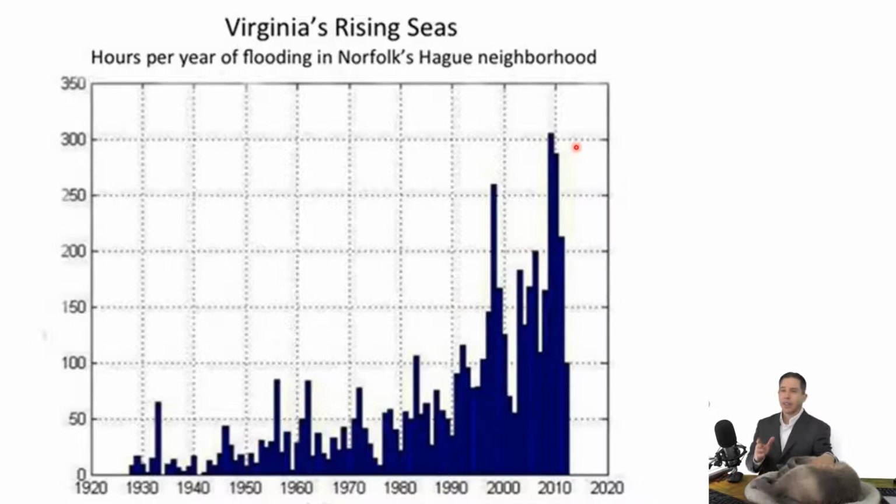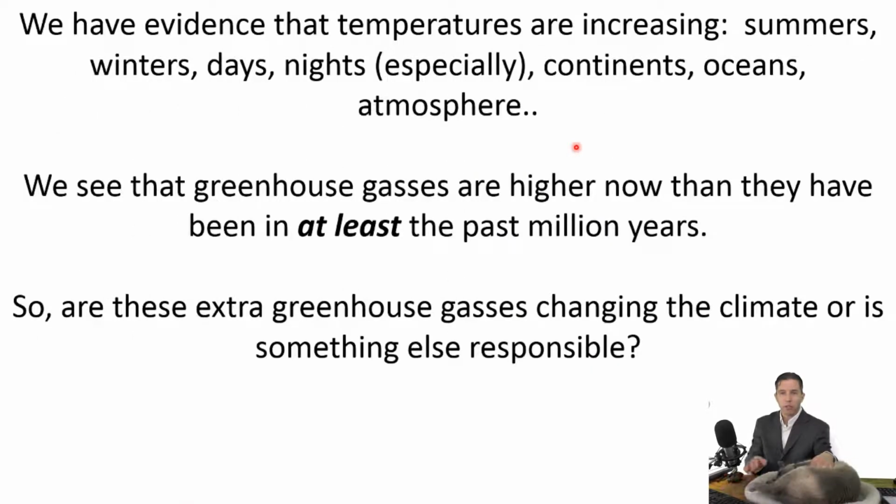neighborhood. Again, this is not great data for scientists because there could be other things that contribute to flooding in the neighborhood, how the streets are being maintained and how the storm sewers are being maintained and all that kind of stuff. But it's just another illustration of how rising sea levels are affecting some neighborhoods.